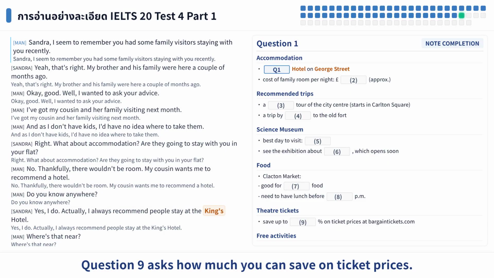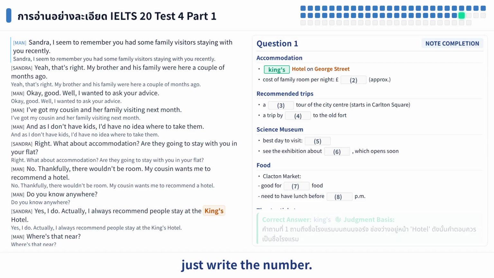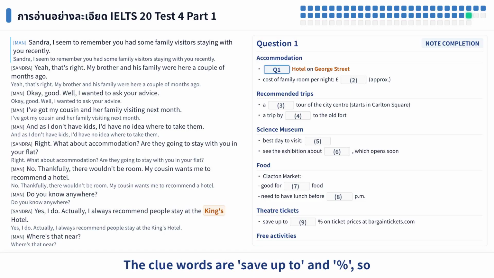Question 9 asks how much you can save on ticket prices. The percentage sign is already there, so just write the number. The clue words are save up to and percent, so we predict the answer is a number. Find Sandra's turn. She says, on some seats there's a 75% discount.